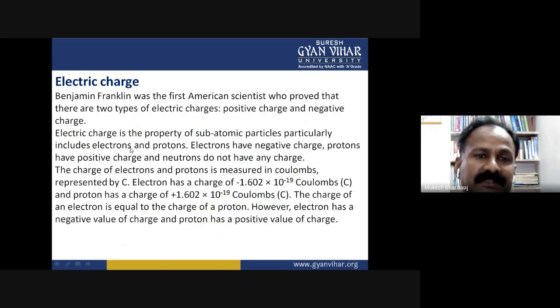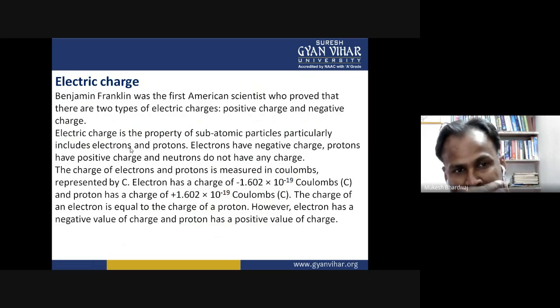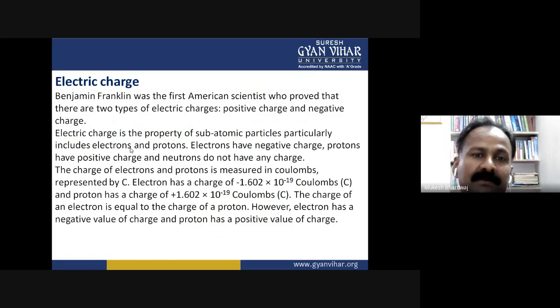So now, electric charge. Benjamin Franklin was the first American scientist who proved that there are two types of electric charge, positive charge and negative charge. Electric charge is a property of subatomic particles, particularly electrons and protons. Electrons have negative charge, protons have positive charge, and neutrons do not have any charge.